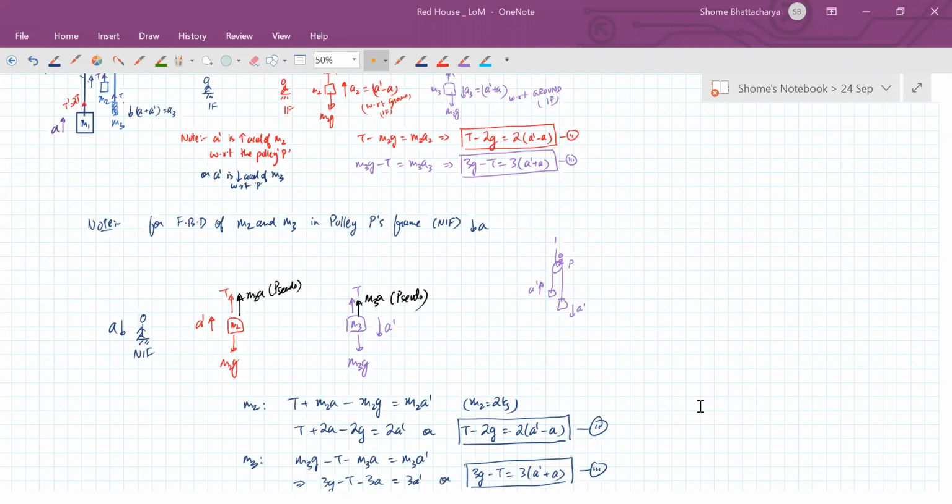Okay people, so I hope you can do the solving part from this point onwards, or do you want me to help you with the solving also, Harpriya? It's clear now how you'll do the solving. In equations 1, 2, 3, first eliminate tension, so you'll get two equations involving a prime and a, and then eliminate a prime.